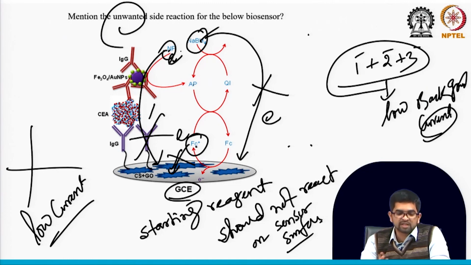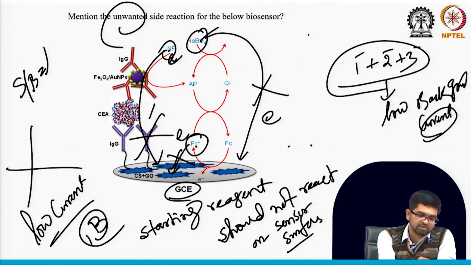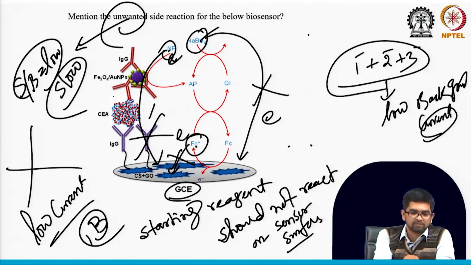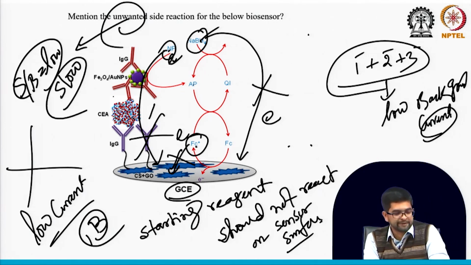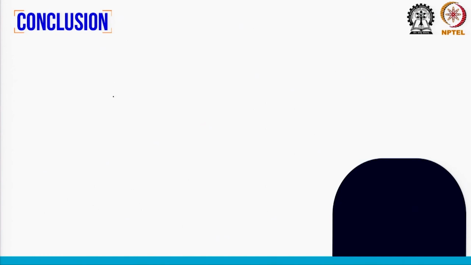Okay. So, this is a very generic concept: what is the unwanted reaction and what is its role in biosensor development. If the unwanted reactions are very high, then the background current will be very high, right. If the background is very high, then the signal to background ratio will be low, right. So, unwanted reactions should be slow.